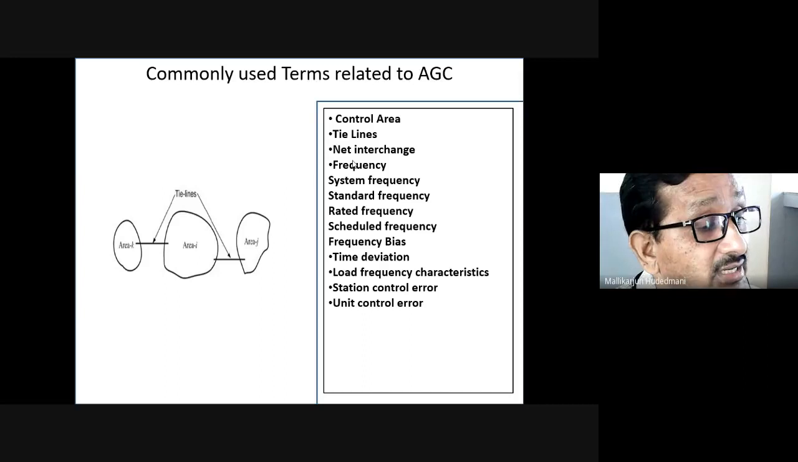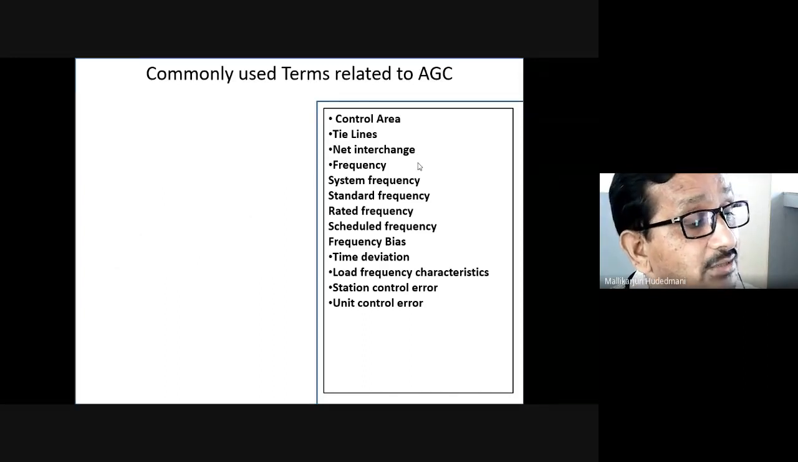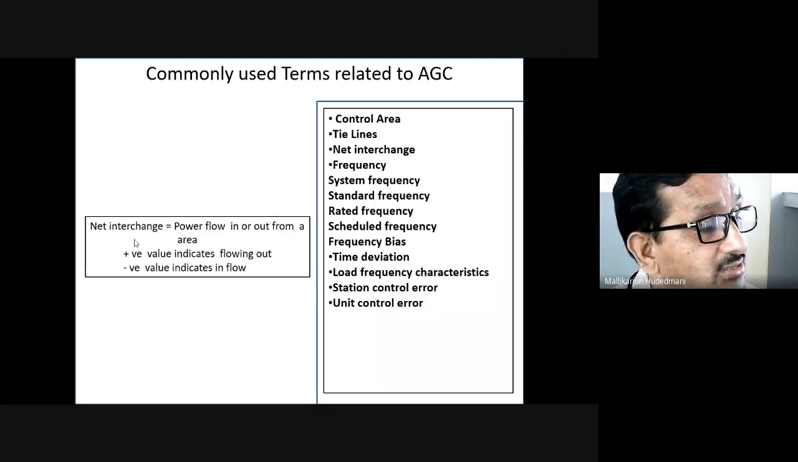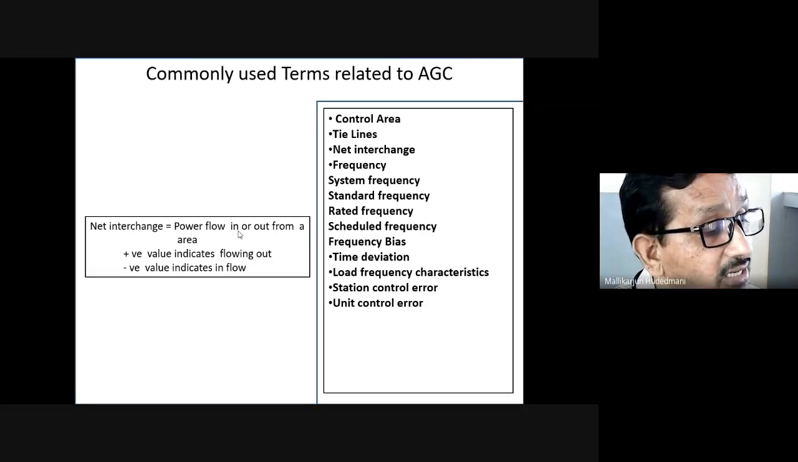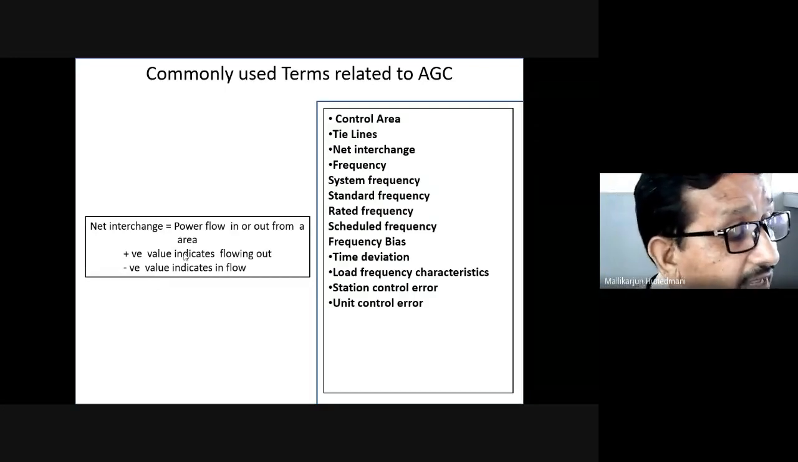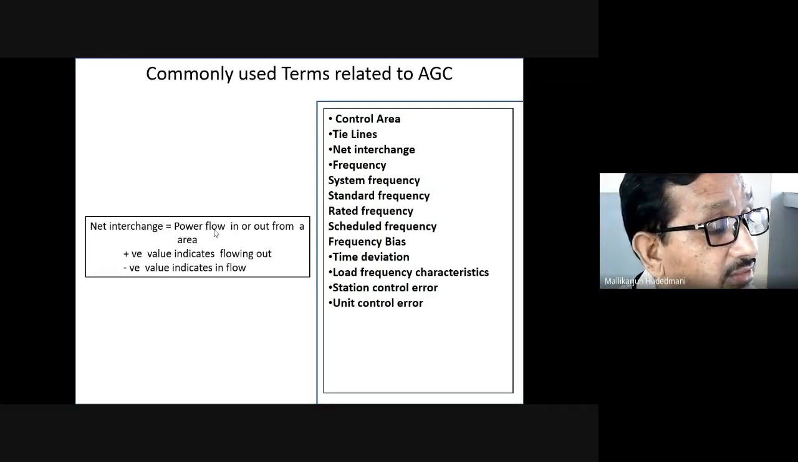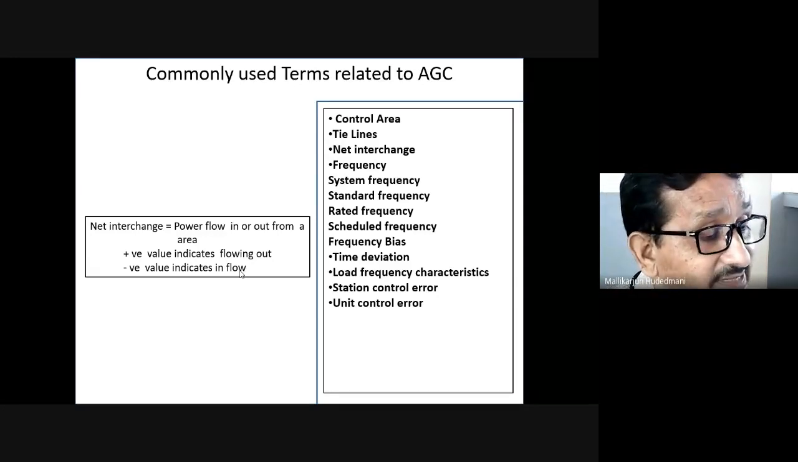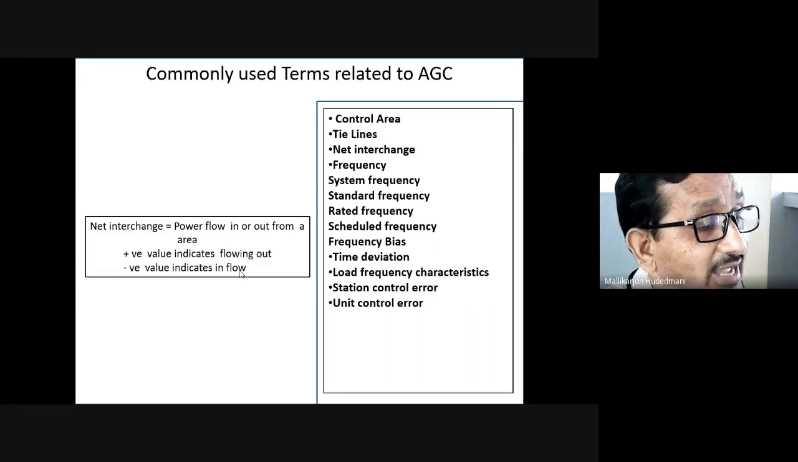Then the next keyword is net interchange. Let's see what it is. Net interchange is the power flow in or out of an area. Suppose area A has certain generators; the power flow from that, in or out, is the net exchange. A positive value indicates flowing out, a negative value indicates inflow. It is just like an account. What is the exact megawatt the area is handling?